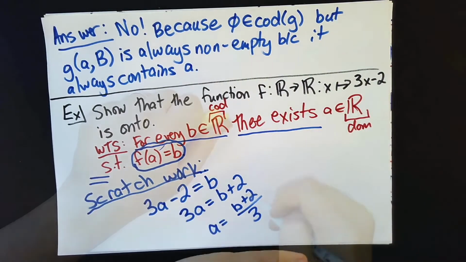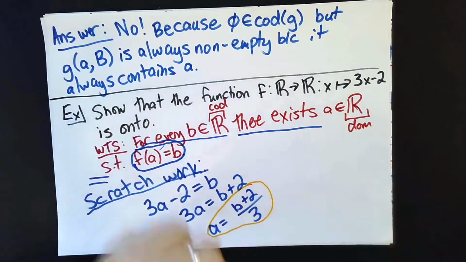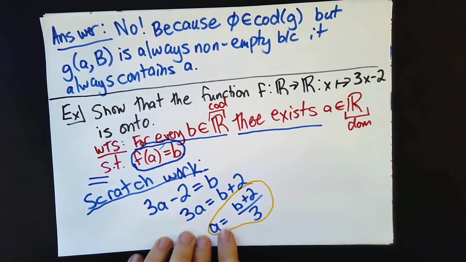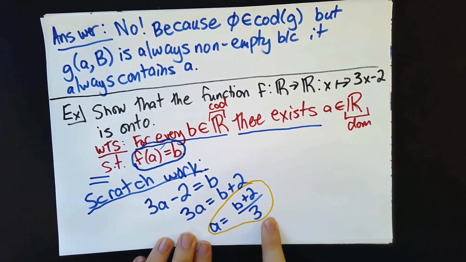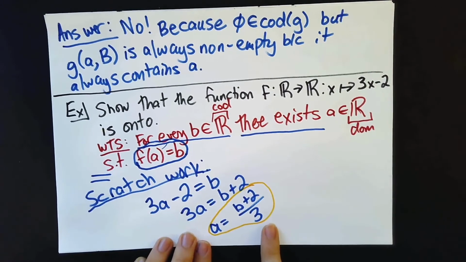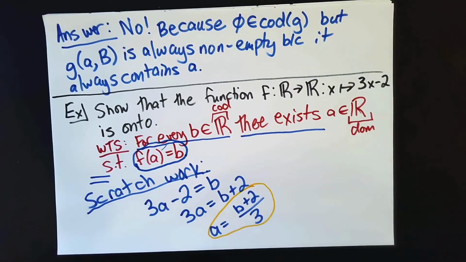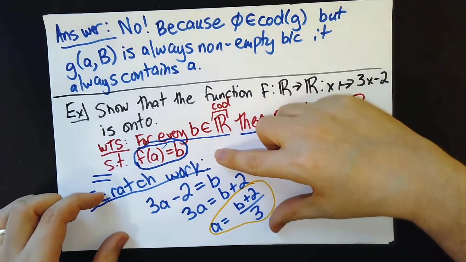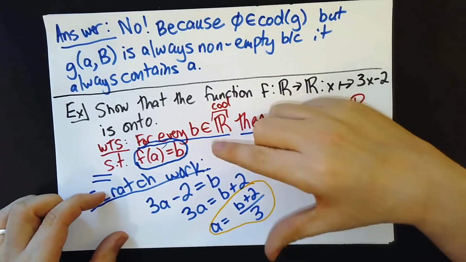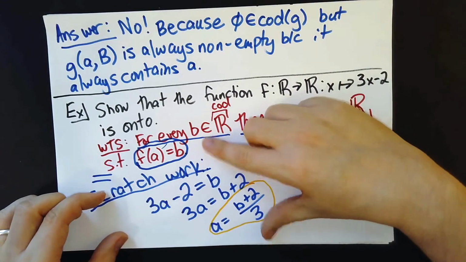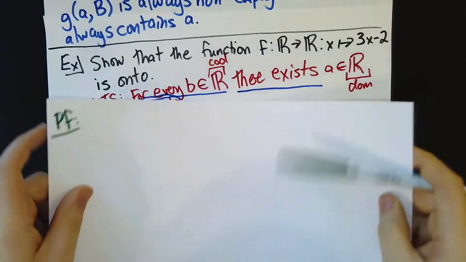So I'm going to need to use this a equals b plus 2 over 3 in my proof, and you'll see where it comes up. But in the proof, this a equals b plus 2 over 3 is going to appear to have come out of nowhere. And where did it really come from? It really came from this piece of scratch work. We're just not going to include this scratch work in our answer. So let's write down the actual proof.